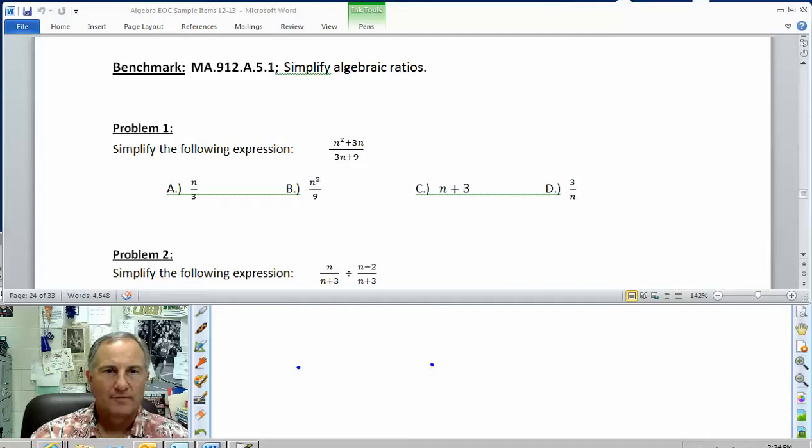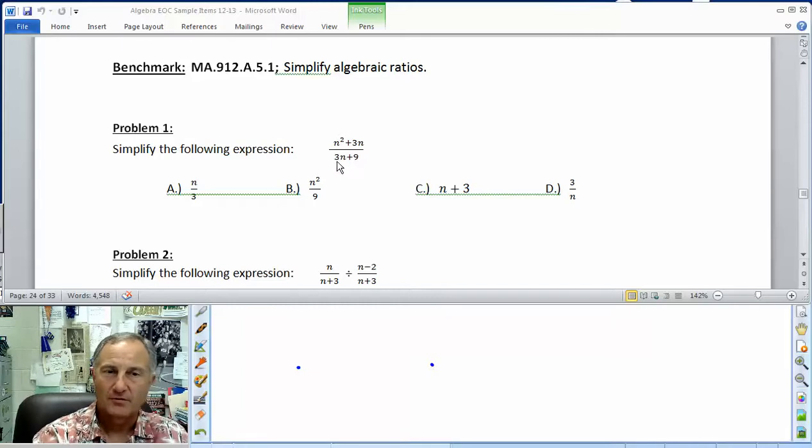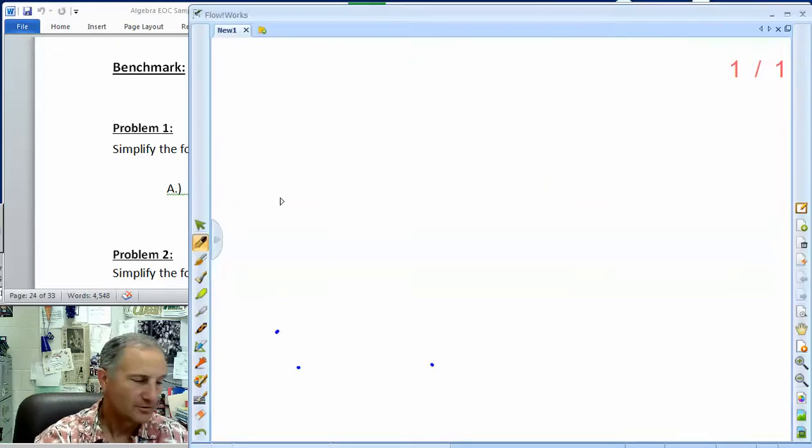All right, benchmark A 5.1, simplifying algebraic ratios. All right, simplifying this right here, you'll notice it's two terms here, so we just can't cancel n's or 3's out. Okay, we got to factor everything like we did earlier, and then factor out common multiples. So let's take a look and see how this is going to look.